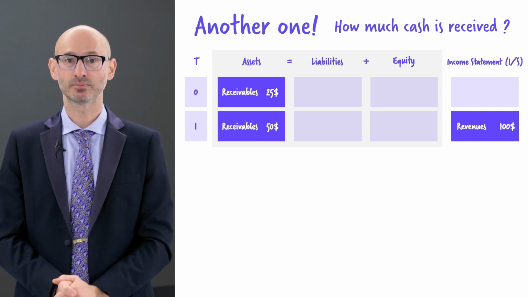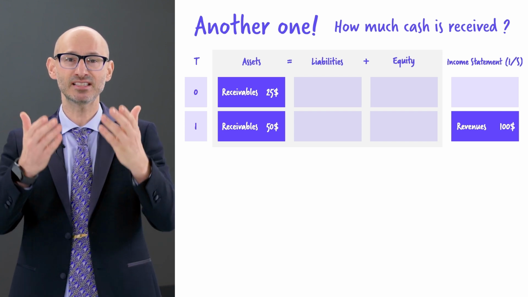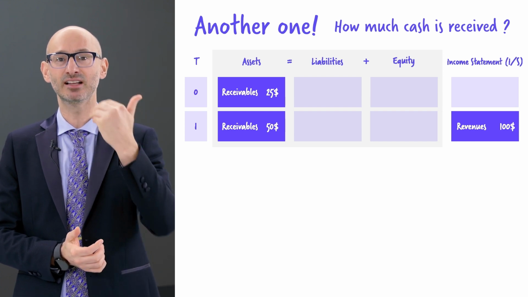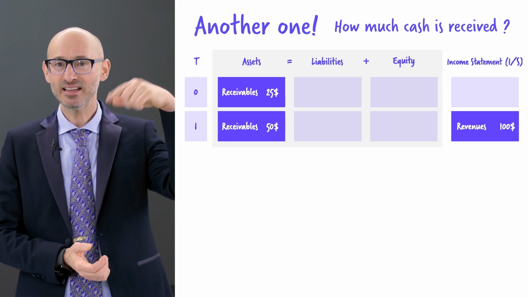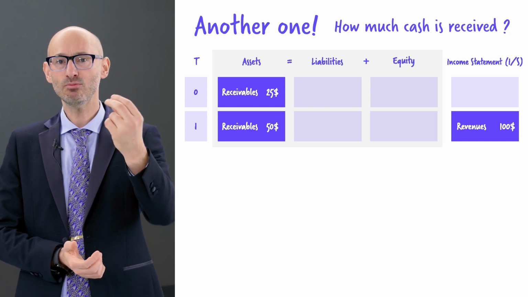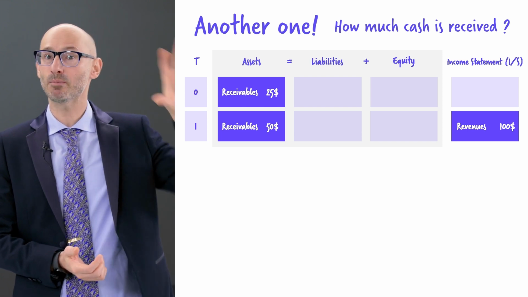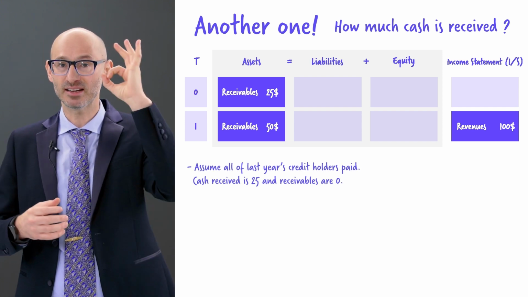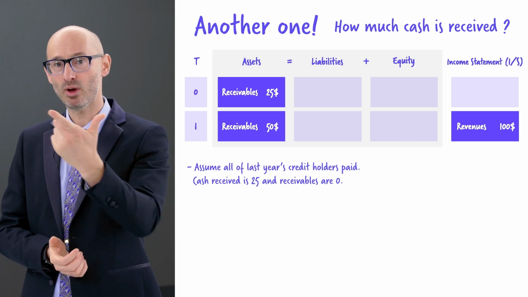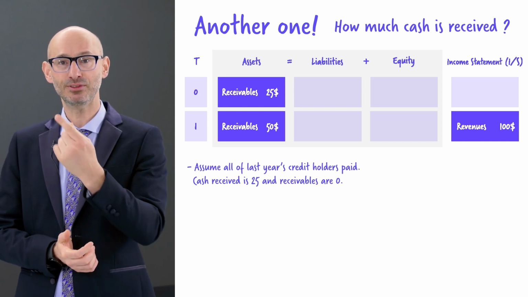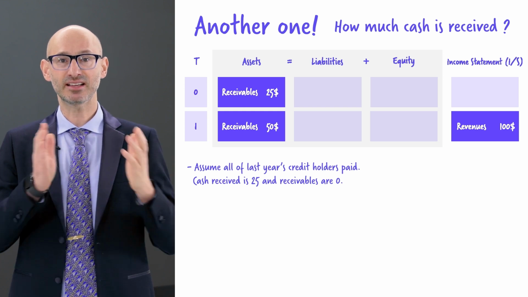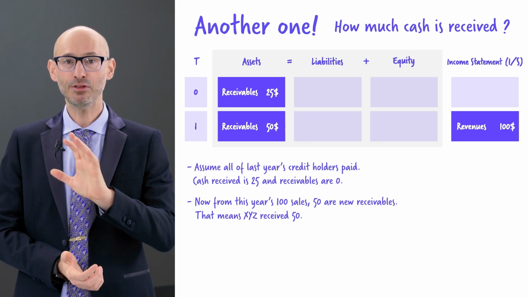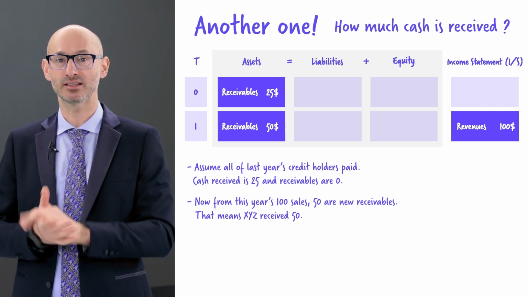Think, how much? Quick logic says that if receivables increased by 25, then you must have been paid 25 less than the 100 we sold. Let us think about it as to why. Assume all 25 owed to us from last year were paid. So now we have cash of 25, and our receivables are 0. Since we sold for 100 and new receivables are 50, that means that receivables increased from 0 to 50. Therefore, only 50 of cash was received on the new sales.